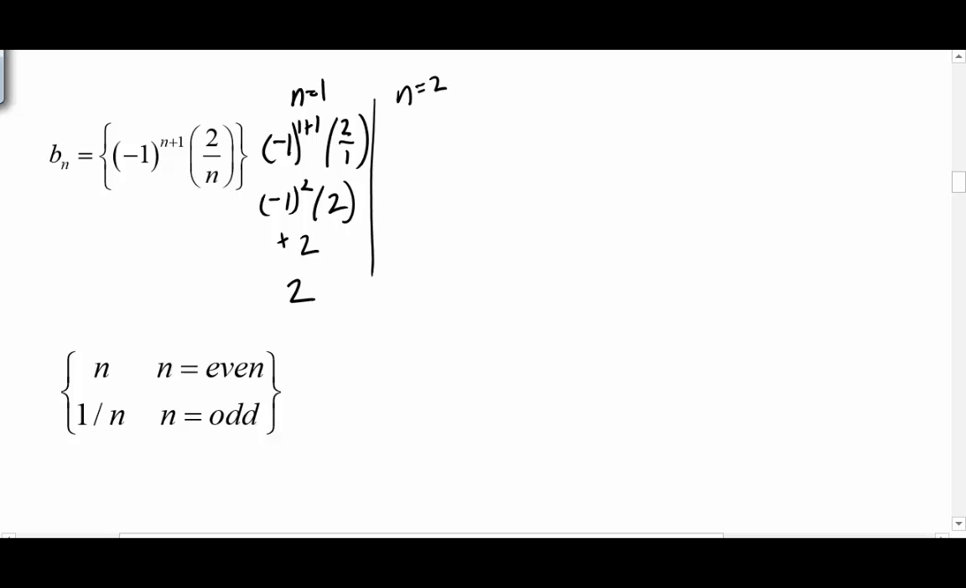Okay, do the same thing for n equals 2. N equals 2, we get negative 1 to the 2 plus 1 times 2 over 2. So this would be negative 1 cubed over 1, right? Well, what is negative 1 cubed? That's a negative. Okay, so our second number in the pattern is negative 1.